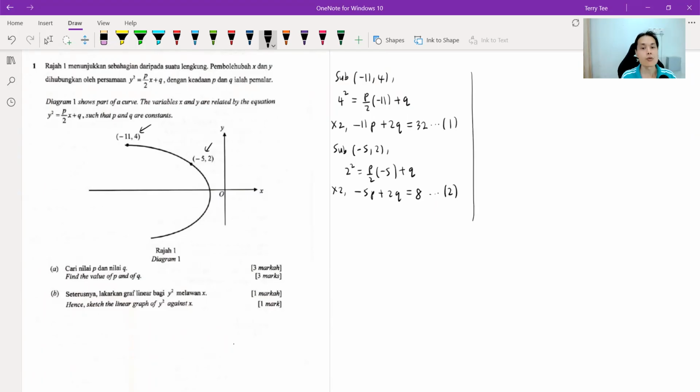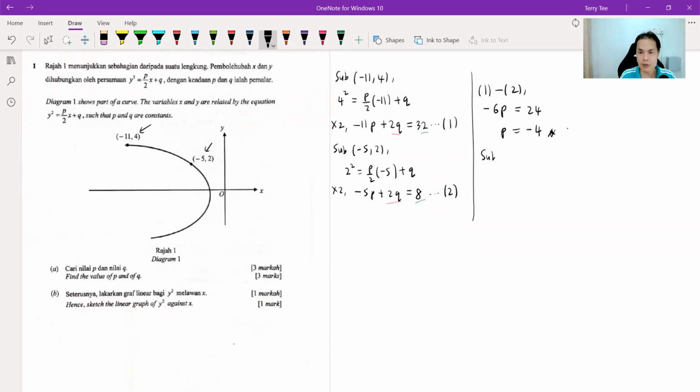So I need to solve these two equations simultaneously. Let's take equation 1 and subtract equation 2. When you subtract, minus 11 minus minus 5 is minus 11 plus 5, which gives us negative 6. The 2q and 2q will cancel each other out. As for 32, when you minus 8, you're left with 24. So when you bring it over, 24 divided by negative 6, p is just minus 4.